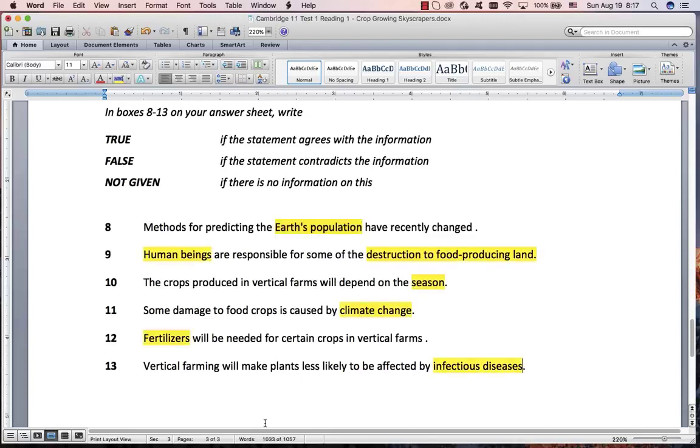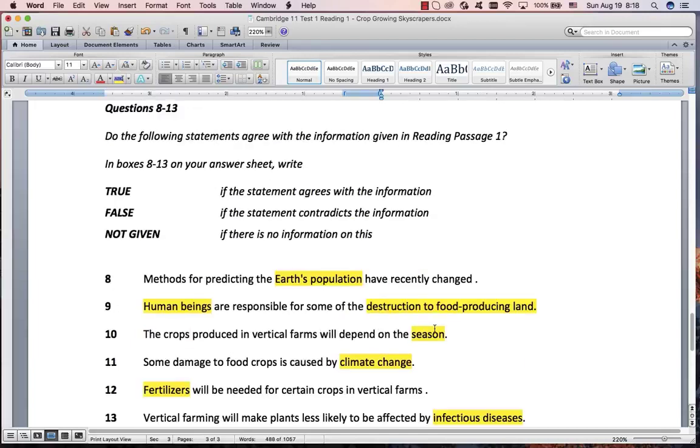Right, that's what you should scan for. That's fine. These two are quite difficult because they don't actually say that, but these last three are very good scanning words. Fertilizers, infectious diseases specifically. A good idea is to find infectious diseases first. Alright, go and find those.